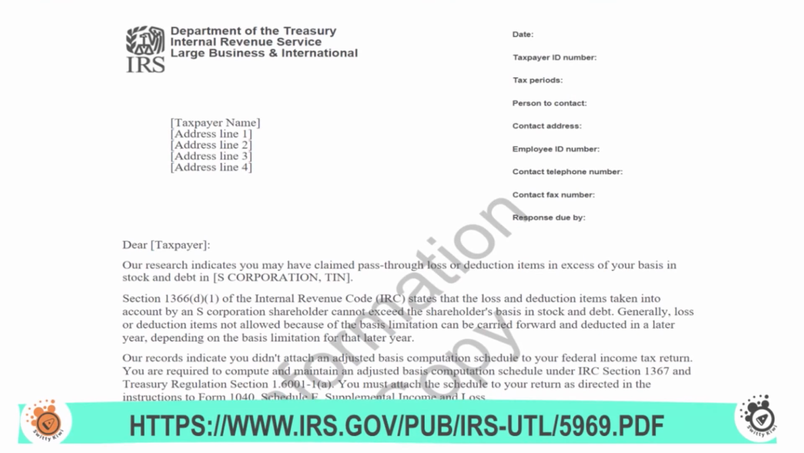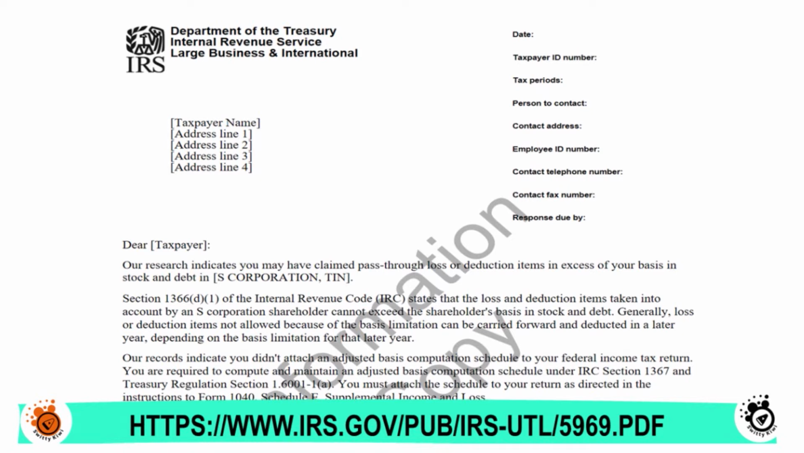One thing I also want to say is that losses in excess of basis, stock, or debt are not allowed in the current year. So if you don't provide a basis calculation with the return when required, you as a taxpayer will get a Letter 5969 in the mail, and nobody wants to get that letter. We're showing you a snapshot of that letter from the IRS. Believe me. If you are not comfortable with the basis calculation, you can talk to an accountant or an EA, or you can use software, okay?